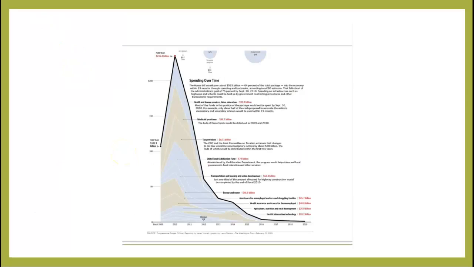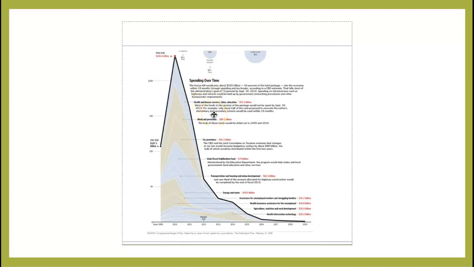In this next example, we can see fiscal policy in action from 2009 to 2020. In the beginning, the House bill would pour about $525 billion, 64% of the total package, into the economy within 19 months through spending and tax breaks. As we can see, as the spending decreases, there's about $20.2 billion in 2020 for health information technology versus in 2010 with the health and human services, labor, and education.